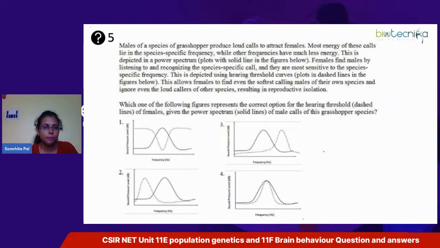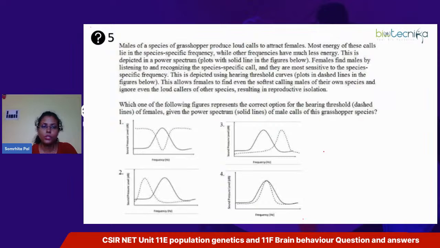This allows the females to find even the softest calling males of their own species and ignore even the loud callers of other species, resulting in reproductive isolation. Which one of the following figures represents the correct option for the hearing threshold of females, given the power spectrum, the solid lines, of the male calls of this grasshopper species?